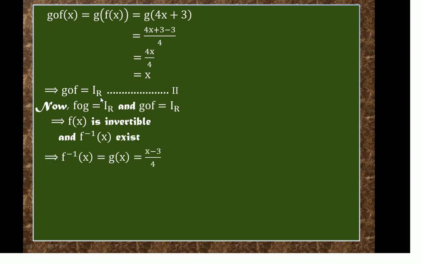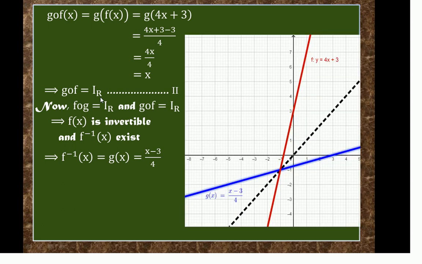But what does it mean graphically? Let me see this red line as 4x plus 3, the given function f of x, and the blue line, which is the inverse of f of x, that is g of x equal to x minus 3 by 4, is nothing but the mirror image about the identity function, that is y is equal to x. It's a mirror image of f of x. You can see from the graph that if you plot f of x, one can obtain g of x just by taking the mirror image about y is equal to x.